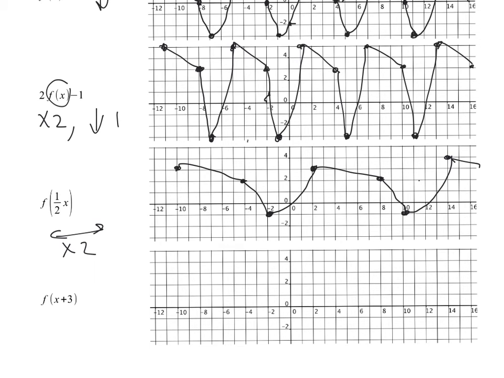Finally, f of x plus 3, what's the transformation? 3 to the left. Ding, ding, ding. Math is so tricky. So what was at x equals -1, y equals -1, now is x equals -3, y equals -1. The one that was at x equals 1, y equals 3 is now x equals -2, y equals 3.